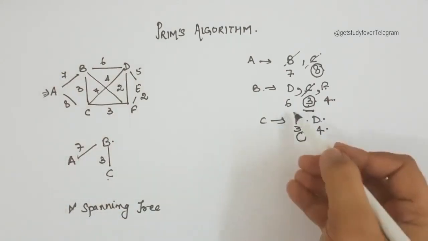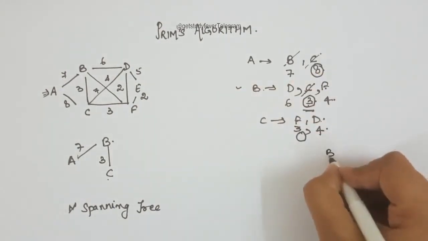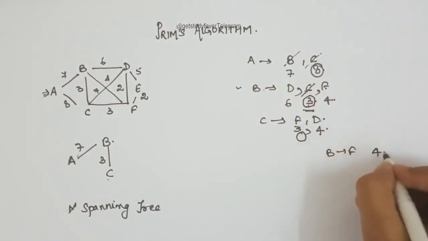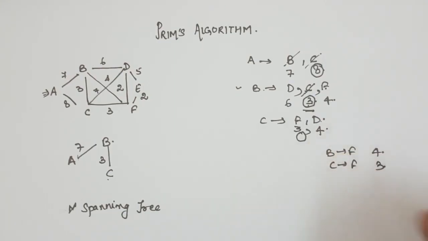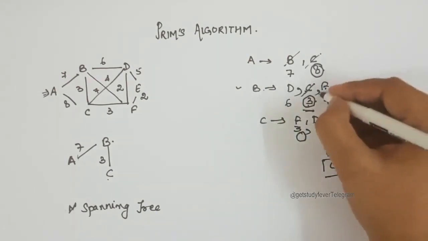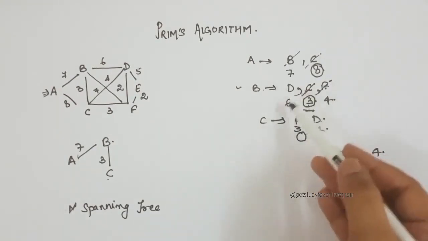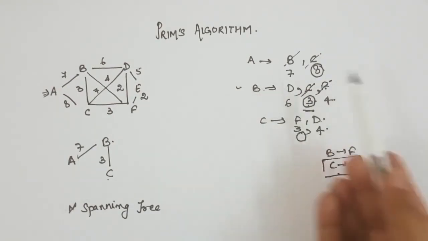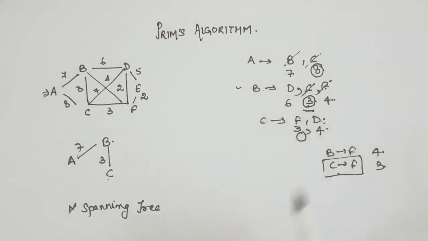Again, F is reachable from 2 vertices: from B, we have B to F with weight 4, and we have C to F with weight 3. So obviously, if I have to choose between the two, I will choose C to F. So let me remove this from here. Now you can also see that B to D is a similar case. C to D has less value than B to D. So I'll remove this from here also.